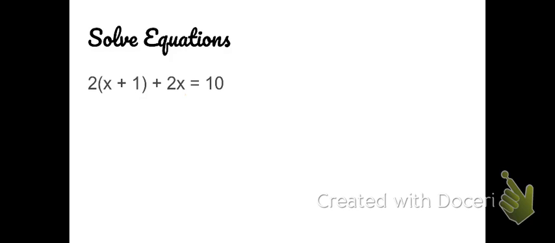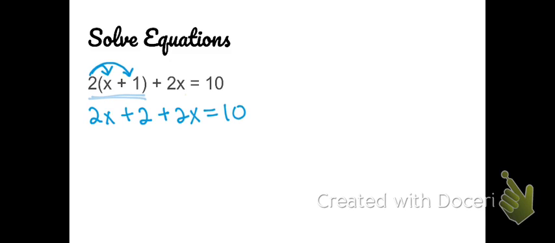Remember, the first thing you need to do is distribute before you combine like terms. So 2 times x is 2x. 2 times a positive 1 is positive 2. And then you have plus 2x here equals 10. So I just changed this to this, and everything else stayed the same.